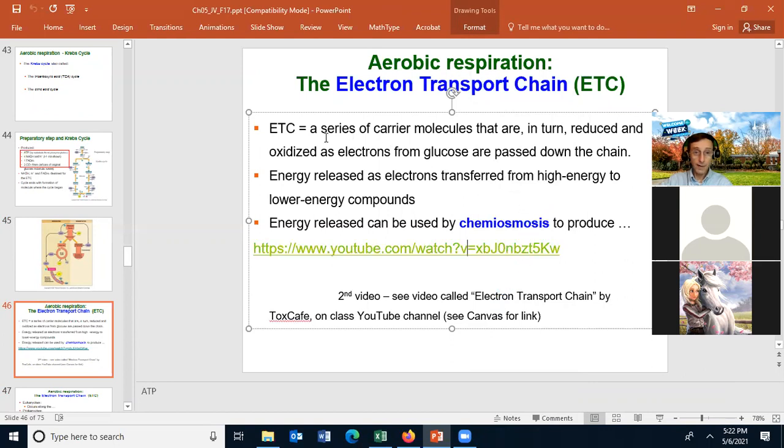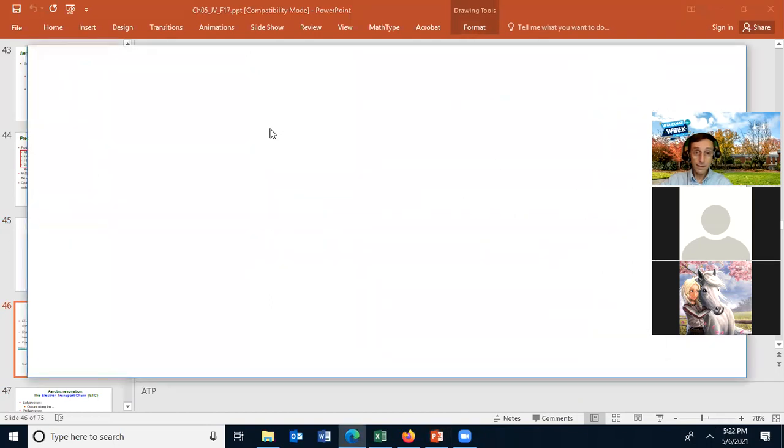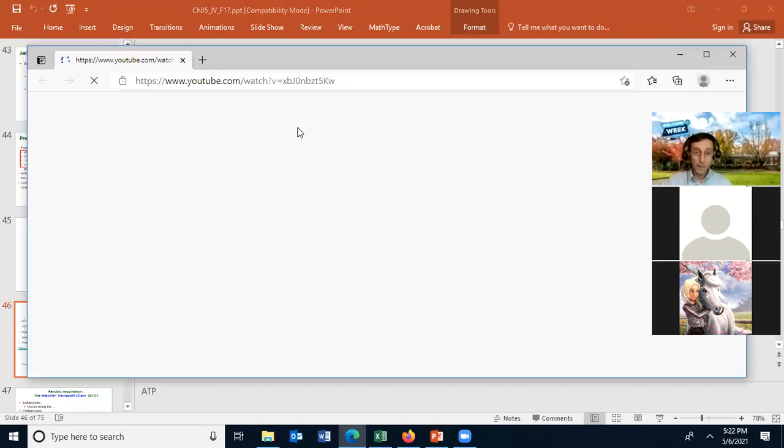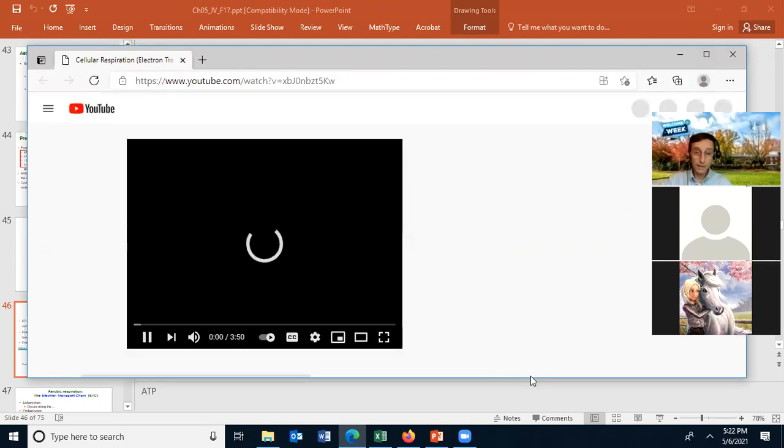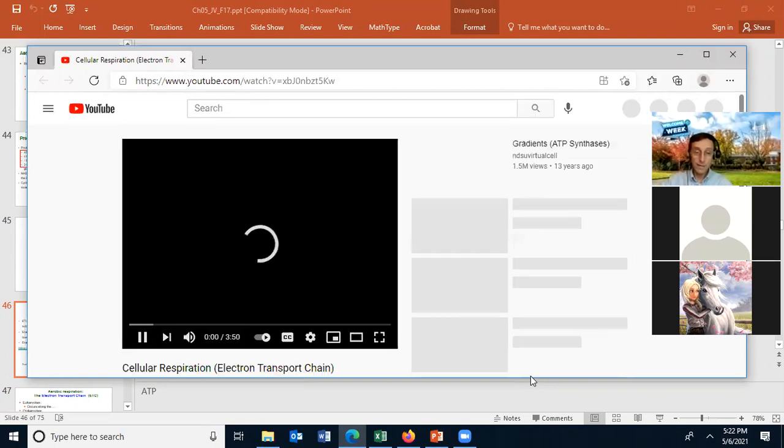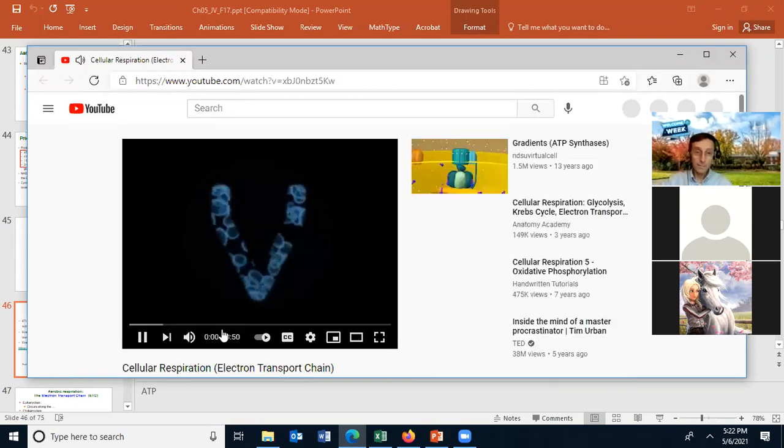The electron transport chain has a couple of names. I'll always call it the electron transport chain or the ETC. Your textbook tends to call it that also. But it could be called the electron transfer chain, the electron transport chain. Generally, students don't get confused about that.